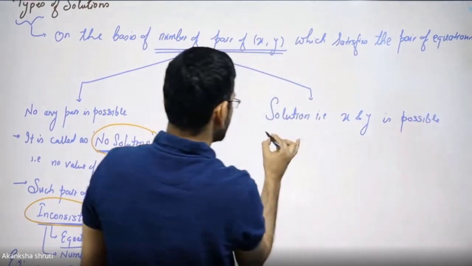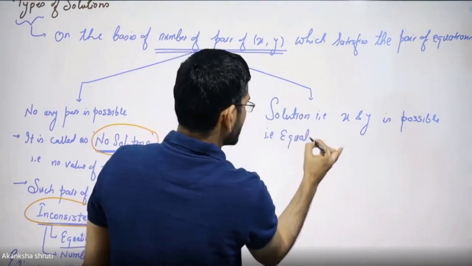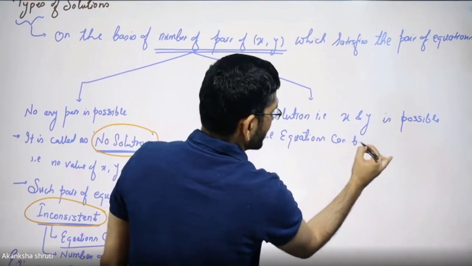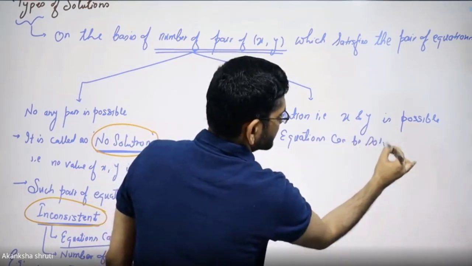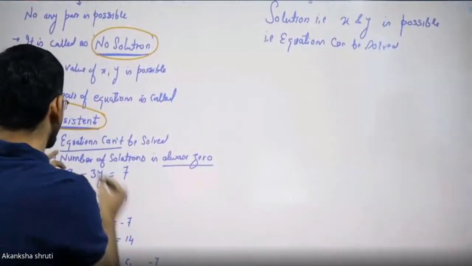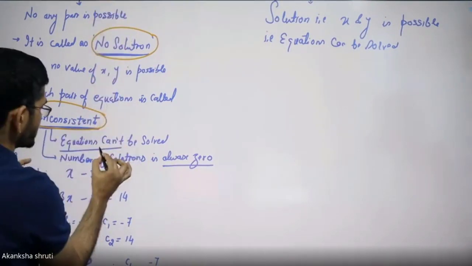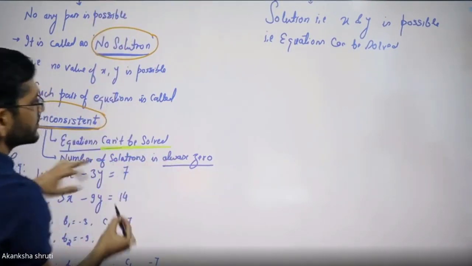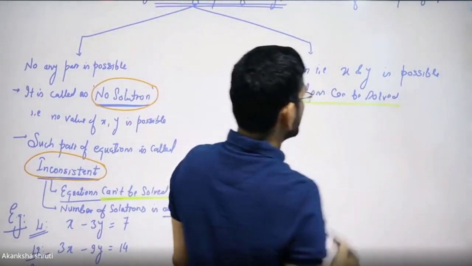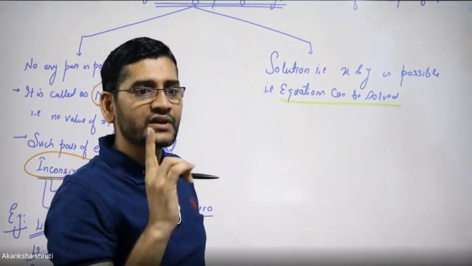That is, equations can be solved. For an inconsistent equation, here we have written, equations cannot be solved. It is very important, student. Here, the equations can be solved. So such pairs of equations which can be solved are called consistent.